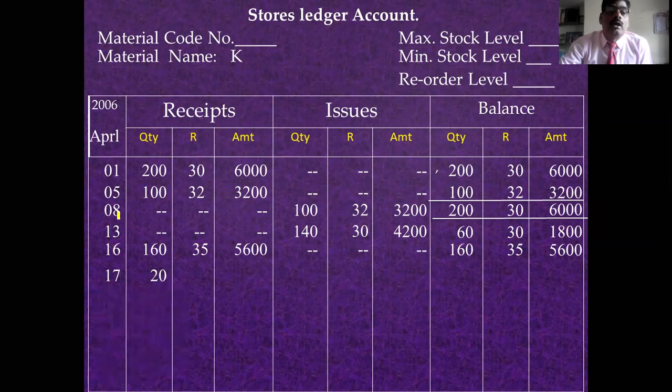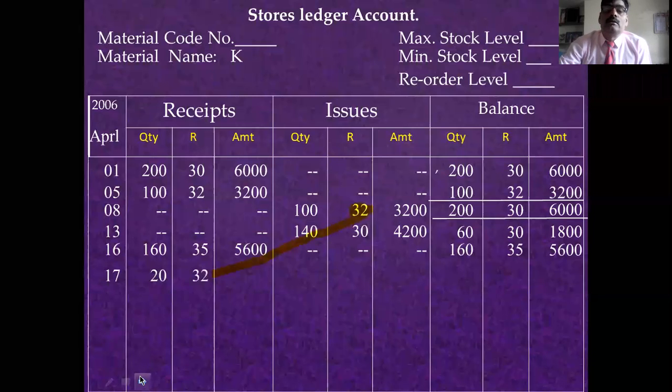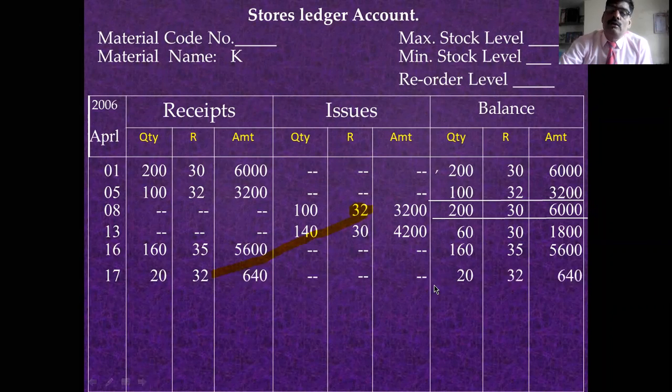On 8 date, issue rate is 32. At this rate, you have to take here 32. So 32 rupees is the rate applicable. At the rate of 32, you take, and amount is 640. Take to the balance column: 20 at the rate of 32, 640. 17th completed. After 17th, there is the 19th.